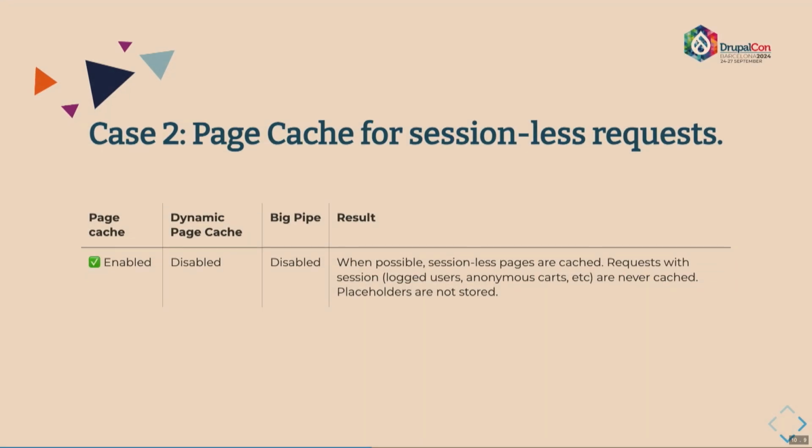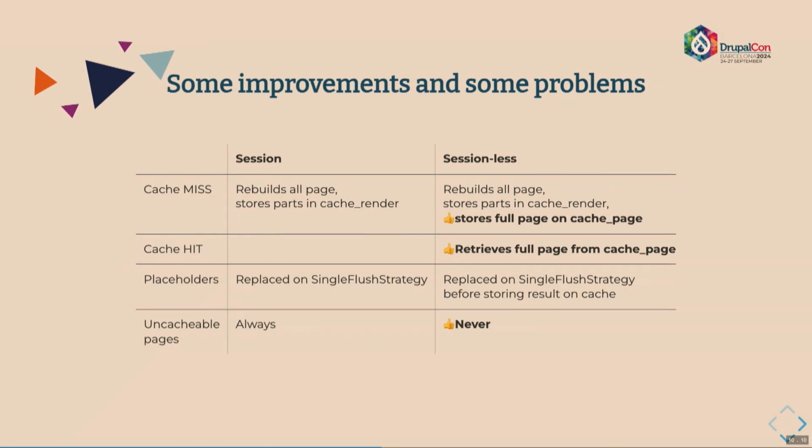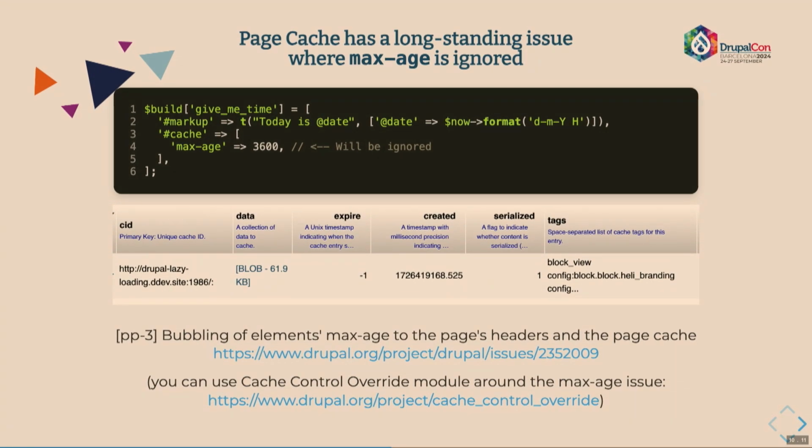So let's enable the page cache for sessionless requests. The page cache module is going to introduce some improvements. It's going to store the full page on the first cache miss, and it's going to retrieve the full page from the database on the subsequent hits, okay? So for sessionless users, we will not have uncacheable pages anymore. Users with a session have the same problems as before. We have introduced two problems.